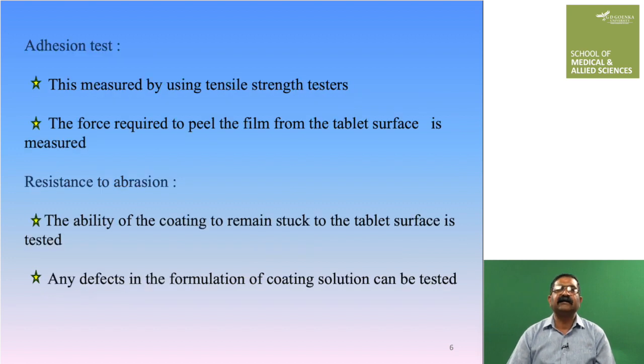Similarly, in the adhesion test, the force required to peel the film from the tablet surface is measured using tensile strength testers. It is measured for the resistance to abrasion. In this test, the ability of the coating to remain stuck to the tablet surface is tested, and any defect in the formulation of the coating can be detected.